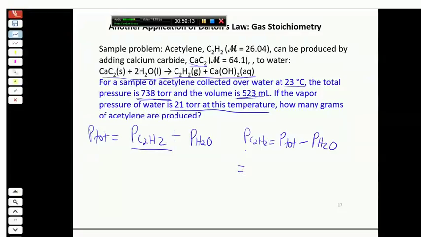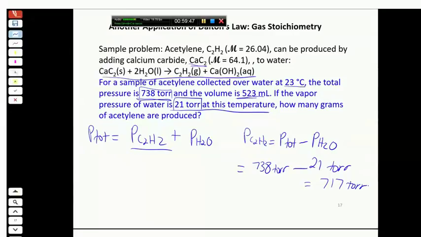So in this problem, we have 738 torr as our total pressure, and we're told that the vapor pressure of water is 21 torr at this temperature. You're never going to have to memorize the vapor pressure of water, or calculate it from first principles, so that'll be given to you in the problem, but we have to account for it and make sure we don't forget it. The most common mistake people make in these problems is to forget to make this correction. And so when we do that, the actual pressure of the gas is only 717 torr.